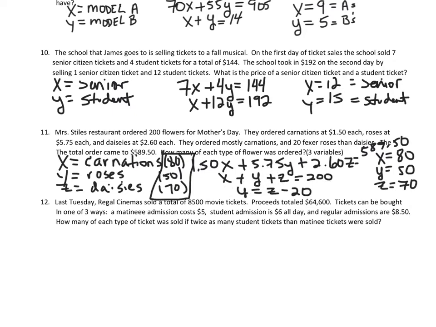And then the last hint we had here was that they had ordered mostly carnations and 20 fewer roses than daisies. So 20 fewer roses than daisies would mean that our roses were daisies minus 20. So then we went ahead and put this in the calculator, and we got that we have 80 carnations, 50 roses, and 70 daisies.